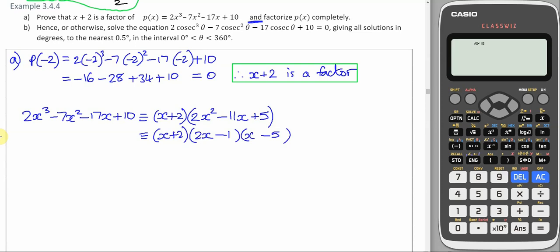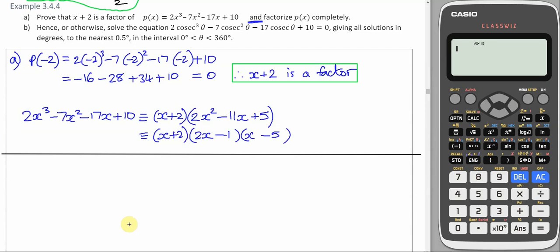And by expanding that out, we can see that gives you the quadratic from above. So therefore we can't go any further. That is it, factorized completely. Now in part B, hence is the first word in the question, so we're going to be better off if we use what we've just done. It does say or otherwise, so there'll be other ways to do this, but it's best to do the work we've just used in part A.